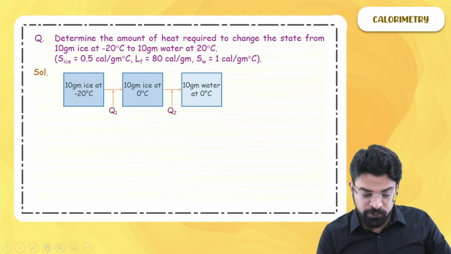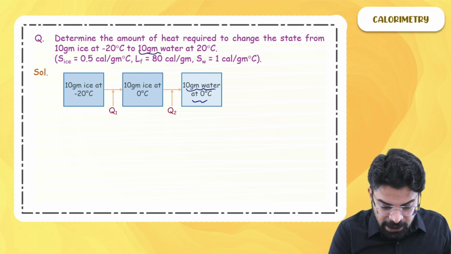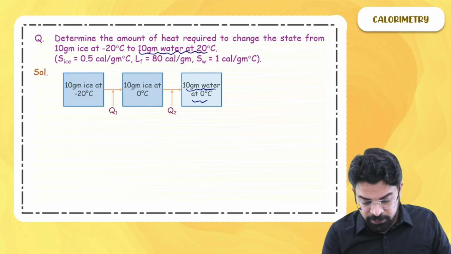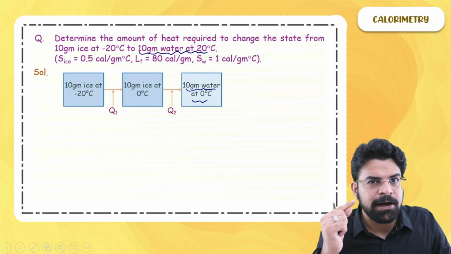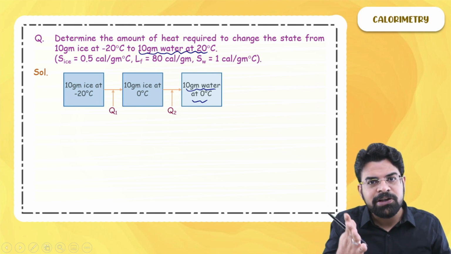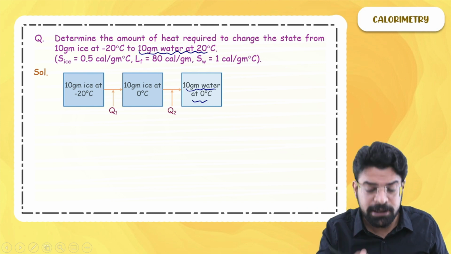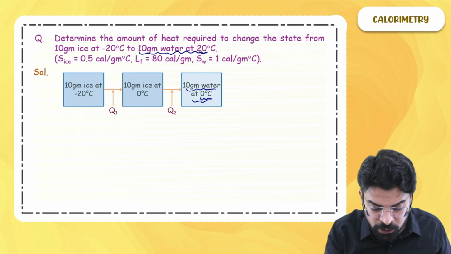Now we have got 10 gram of water at 0. What do we want? We want 10 gram of water at 20. Now if we further provide heat to water at 0, what will happen? Sir, the temperature of water will start increasing. So how much heat has to be provided to increase the temperature of water from 0 to 20?